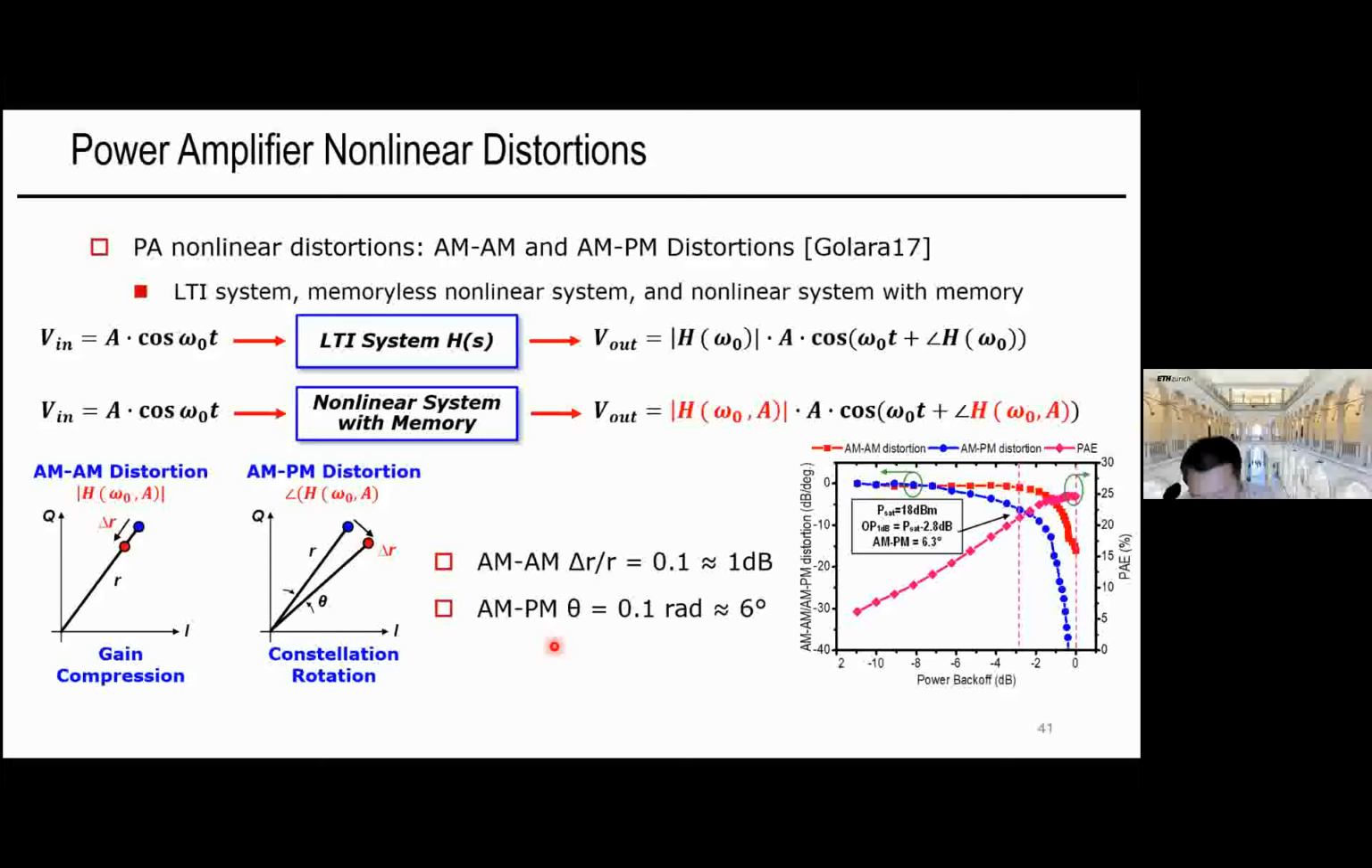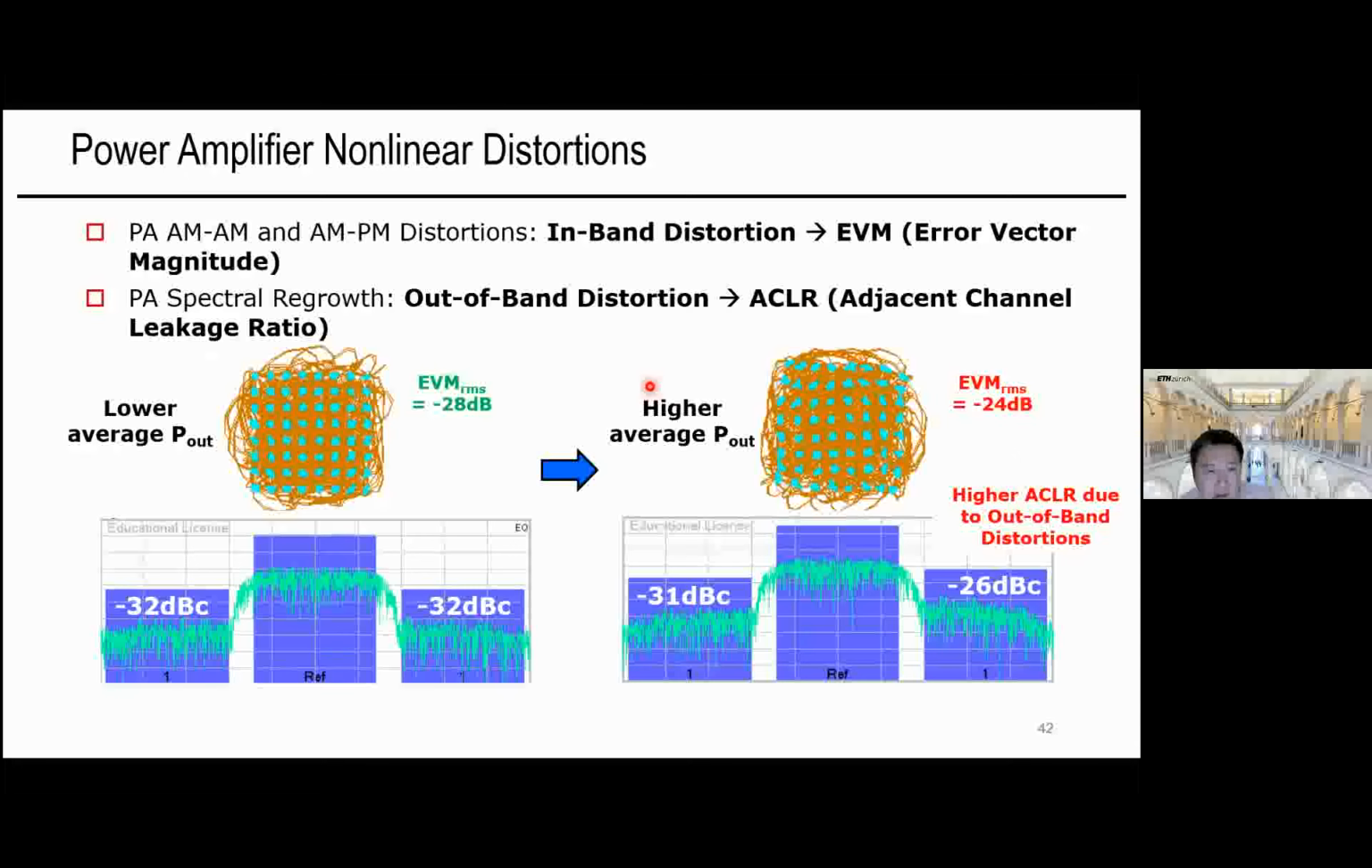Right. So at the same time, in reality, the AM to AM and AM to PM should be measured versus the output power, and an example measurement is shown here for a 28 gigahertz PA. On the right is the AM to AM distortion, registered as the OP1dB being about 2.8 dB lower than the PSAT, and AM to PM distortion at OP1dB is about 6.3 degrees. A very common performance. So both AM to AM and AM to PM performance will lead to in-band distortions as the EVM degradation of the transmitted constellation. So essentially, the constellation starts to distort, right? And this is called in-band nonlinearity.